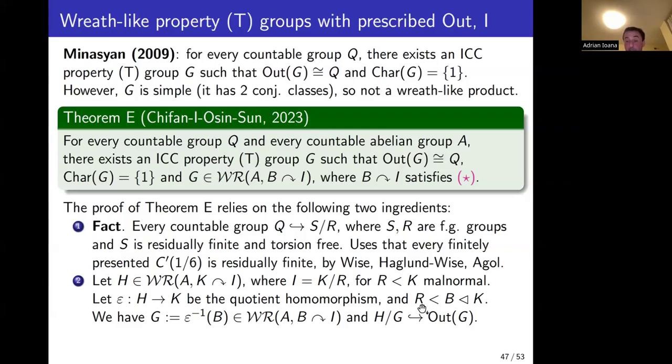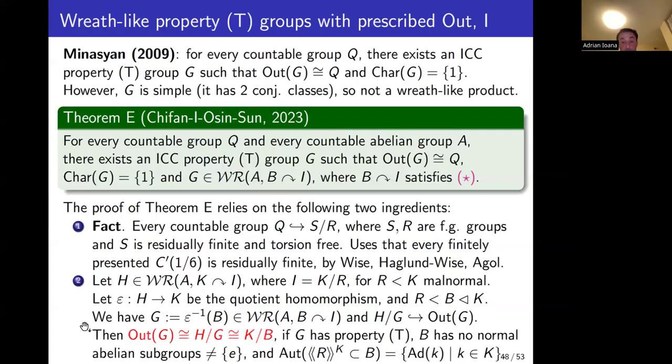And let me also consider a subgroup B that's between R and K, and moreover, is normal in K. If I take the preimage of that subgroup B through the homomorphism, call it G, so this will be a normal subgroup of H. And in fact, you can show that it's a Wreath-like product of A with the action of B on I. And moreover, what you can show is that because G is normal in H, of course, any conjugation with an element of H gives an automorphism of G. And in fact, with a little bit of work, you can show that the quotient group H mod G embeds in the outer automorphism group of G. And finally, what we show here is that under certain conditions, this embedding of H mod G into the outer automorphism group of G is in fact an isomorphism.